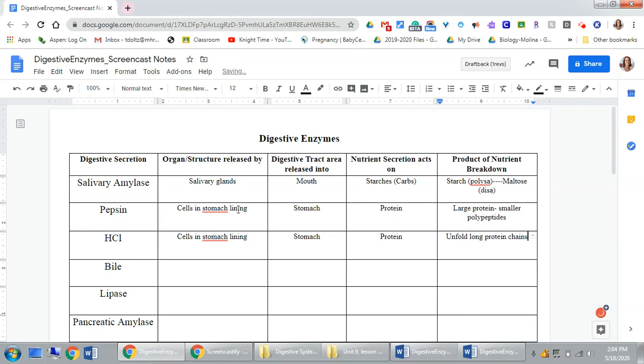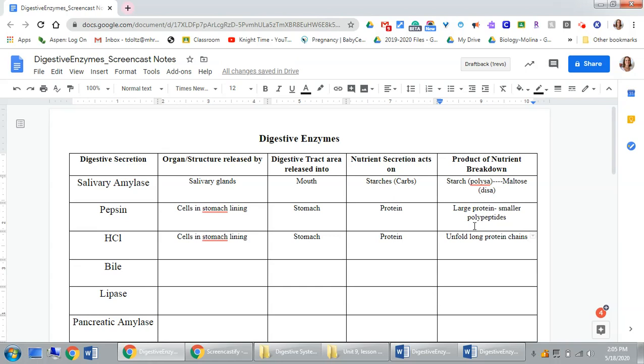Pepsin and hydrochloric acid, both in the stomach, work together. The hydrochloric acid is going to help unfold, like break the hydrogen bonds on the long protein chains, kind of unravel them so that the pepsin can get in and break down the proteins into smaller chunks. But protein digestion is not done. We still have something that is too big.